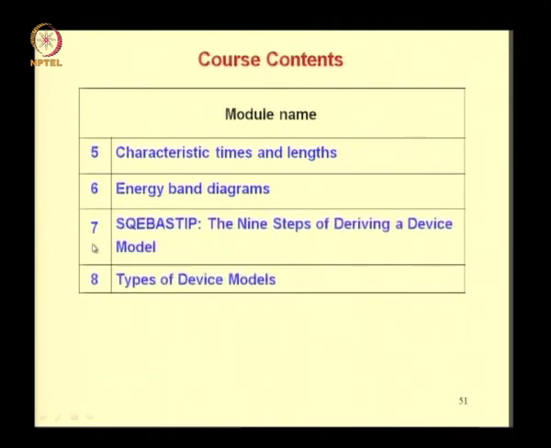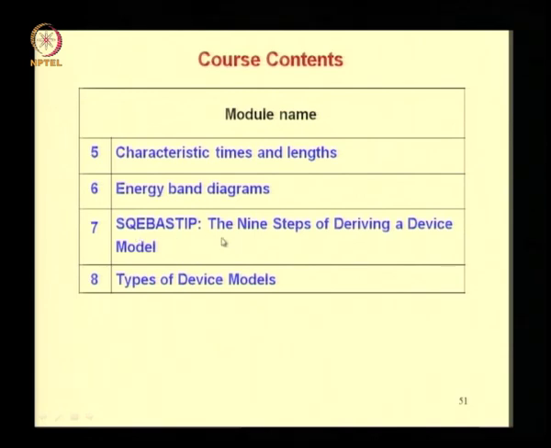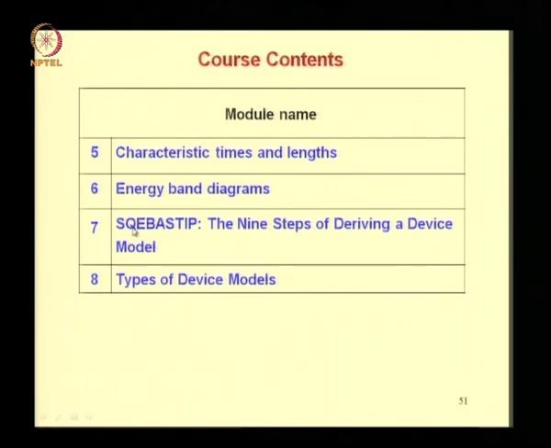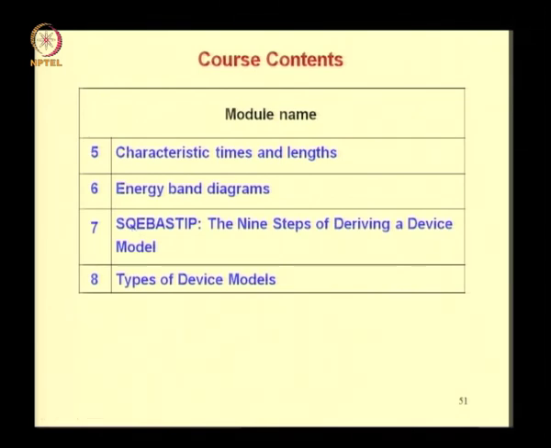In 7th module we shall look at the 9 steps of deriving a device model, and these are abbreviated in terms of these 9 letters which can be spelt as SQUEBA-STIP, SQEBA-STIP. So here S stands for structure and characteristics of the device, that is the first step. You should know the structure and device characteristics. The next step is qualitative physics or qualitative understanding. Then comes equations and boundary conditions, E and B.